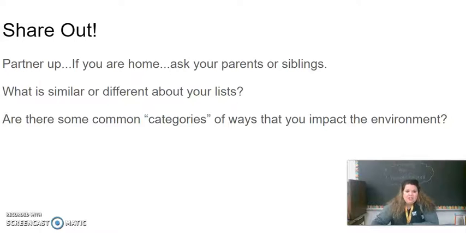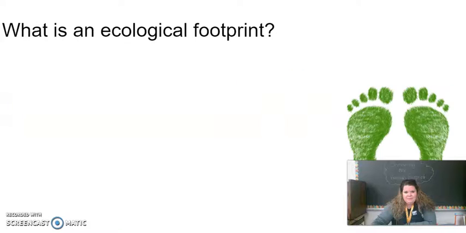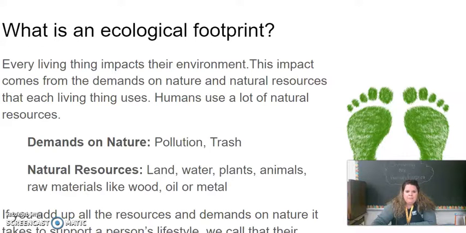Okay, now it's time to share out. Partner up if you're at home. If you're in the classroom, we'll talk in the classroom. Ask your parents or ask your siblings. Now, what is similar or different about your lists? Are there some common categories of ways that you impact the environment? I wonder. Now, what is an ecological footprint?